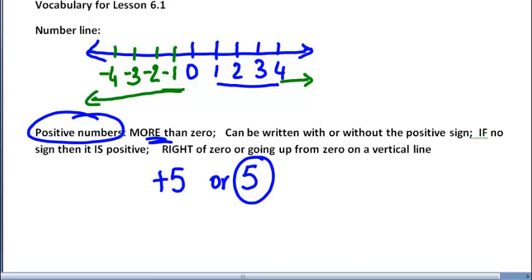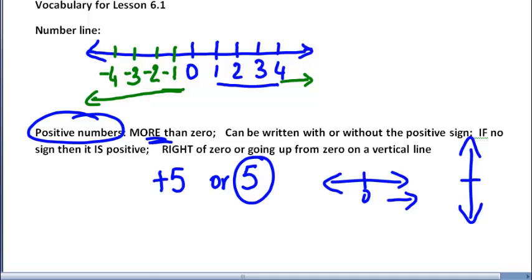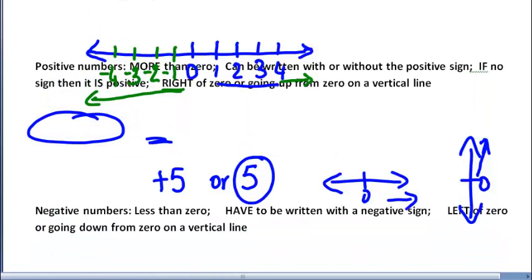Also, on a horizontal number line, which we consider this as, positive numbers are to the right of the 0, and on a vertical number line, the positive numbers are supposed to be above 0. They go up from the 0. All right, let's move on to what negative numbers are.